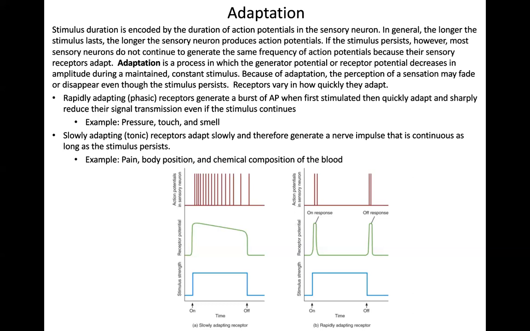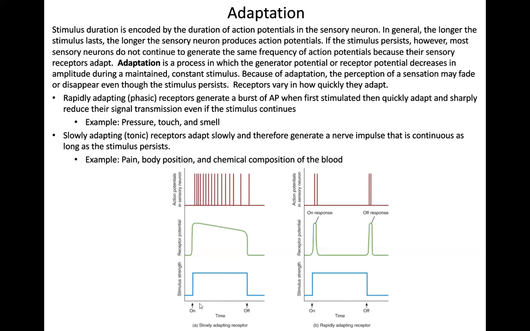So here are two examples of adaptation at the bottom. We're looking at two different graphs. Here on the left is a slowly adapting receptor. Here on the right is a rapidly adapting receptor. It's kind of a three-part figure for each, so I'll walk you through. This blue segment shows when the sensation begins, because the stimulus is turned on here, and then it's turned off here. Same thing here and here.